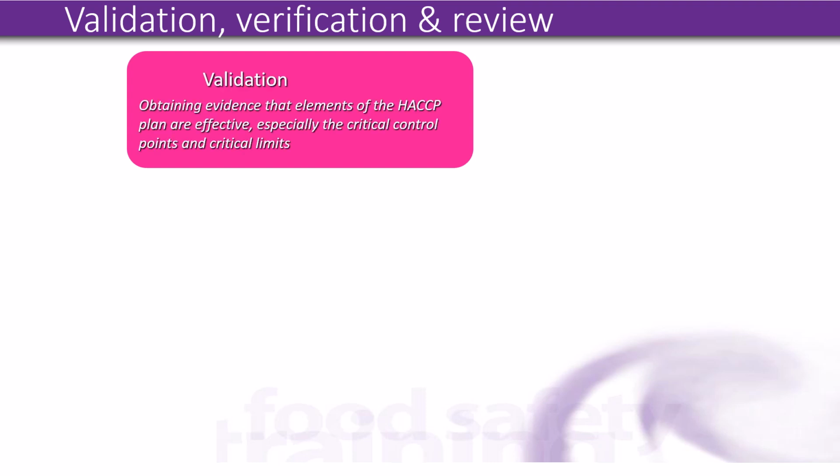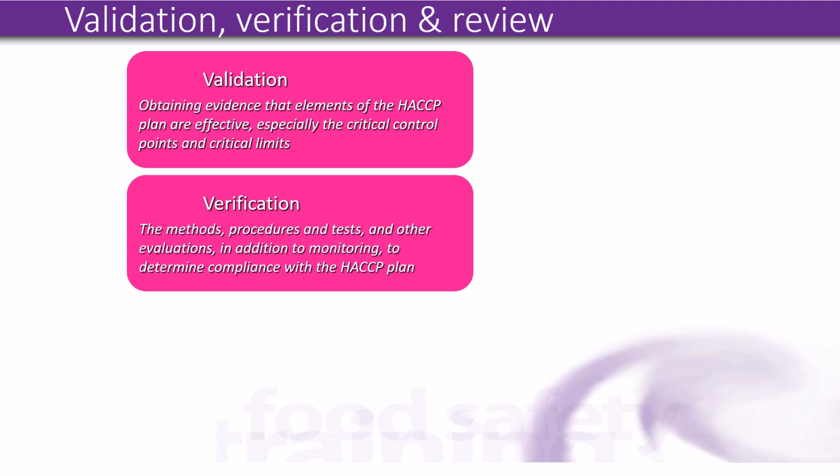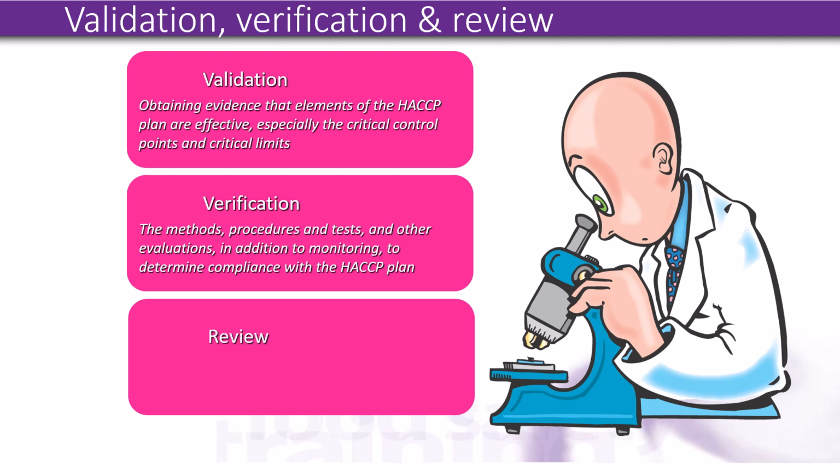Validation, verification, and review. So validation is obtaining evidence that elements of the HACCP plan are effective, especially the critical control points and critical limits. Verification are the methods, procedures, and tests and other evaluations in addition to monitoring to determine compliance with the HACCP plan. Review is a reassessment of the HACCP system to ensure its continued validity.